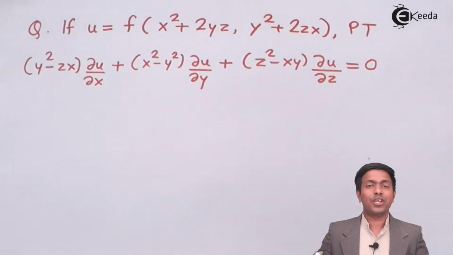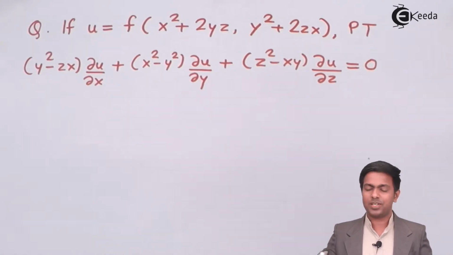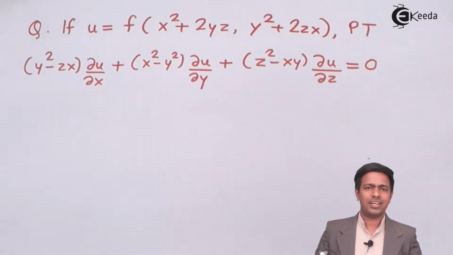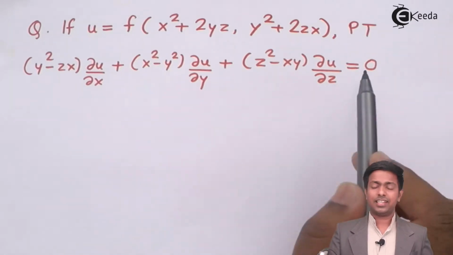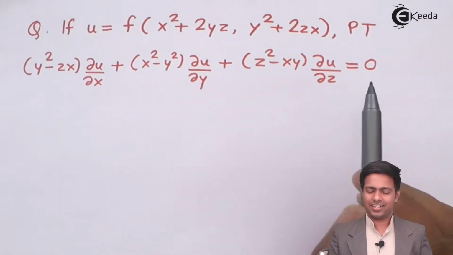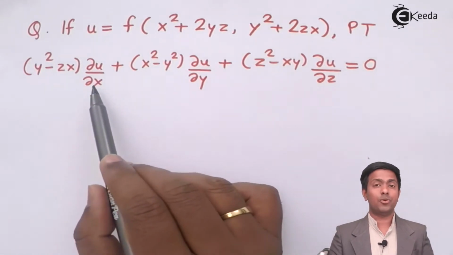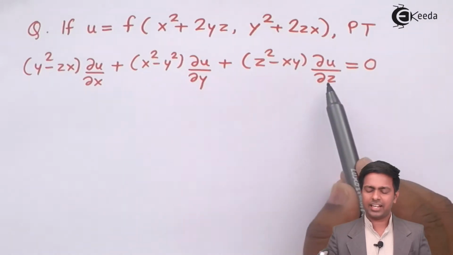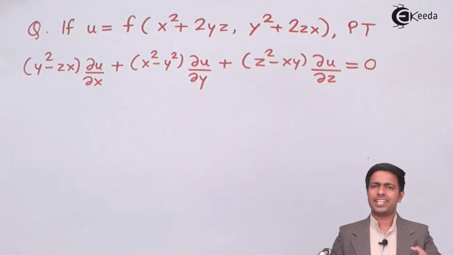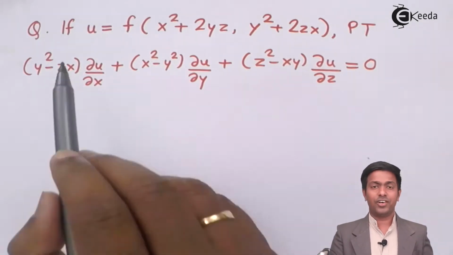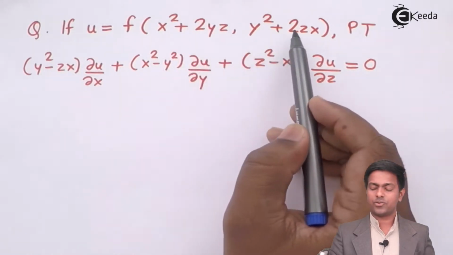So here we have u as a function of x square plus 2yz comma y square plus 2zx, and we have to prove that the given result is equal to 0. Now guys, if you observe the given result properly, then here we want three partial differentiation terms, which are del u by del x, del u by del y and del u by del z. Now guys, to get that we should have u as a function of x, y and z. Now if you observe here, then u is f of x square plus 2yz comma y square plus 2zx.